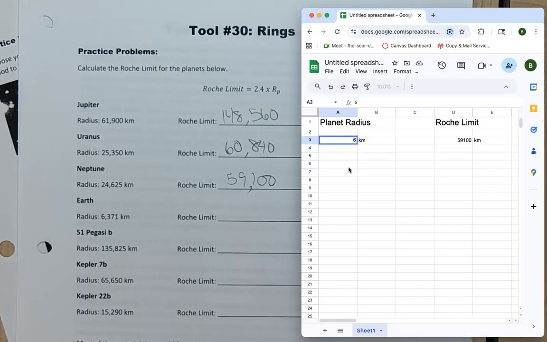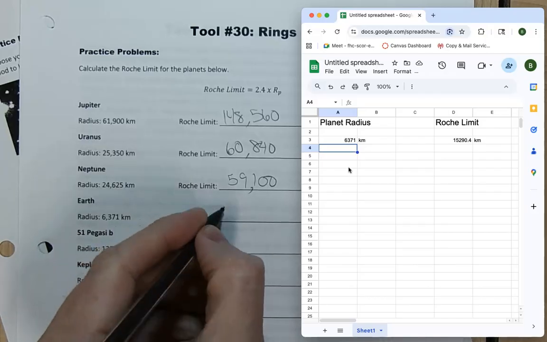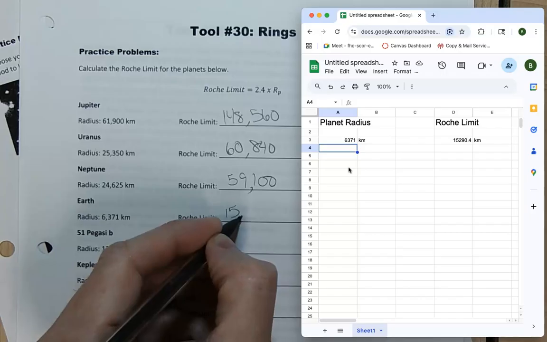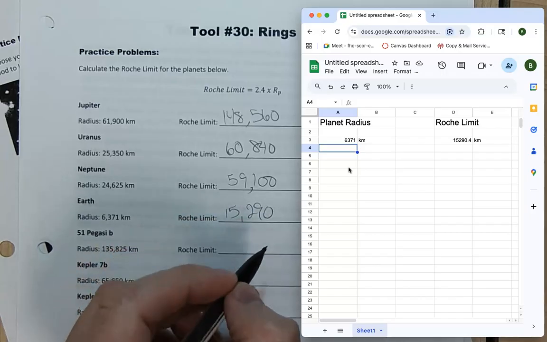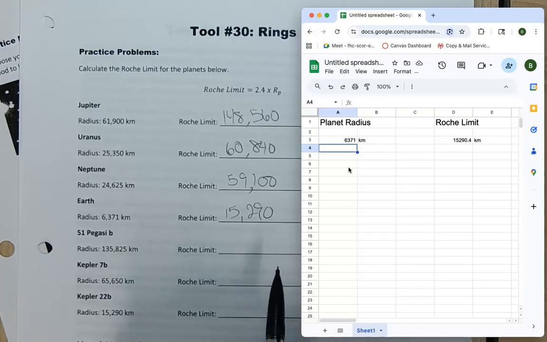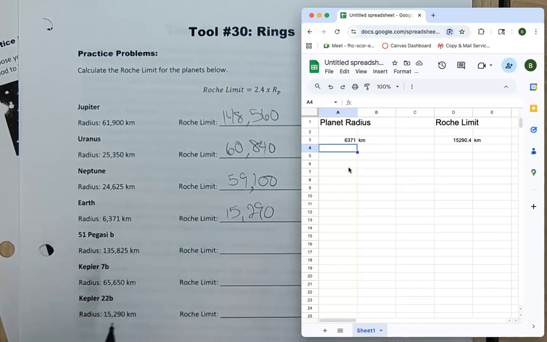What about Earth? Well, Earth is a heck of a lot smaller than the Jovian planets. So the distance out to Earth's Roche limit is only 15,290, and I'll drop the 0.4. We can round to the nearest whole kilometer to keep things easy.